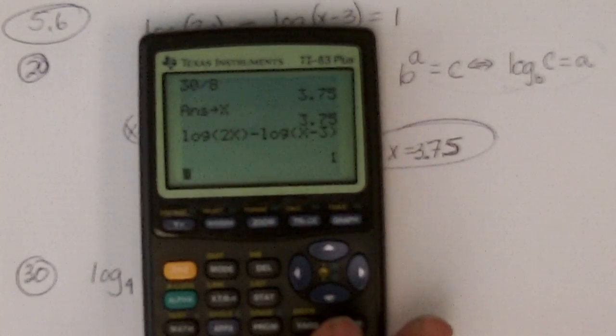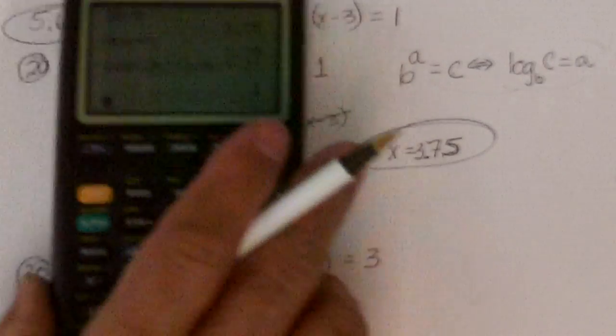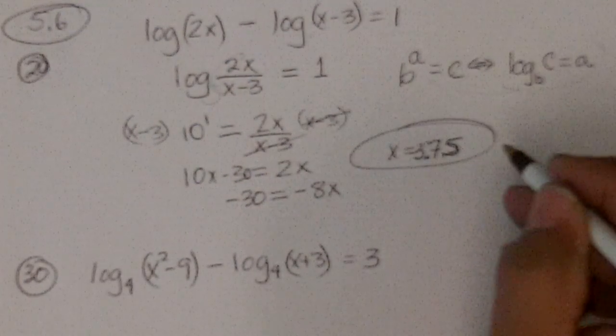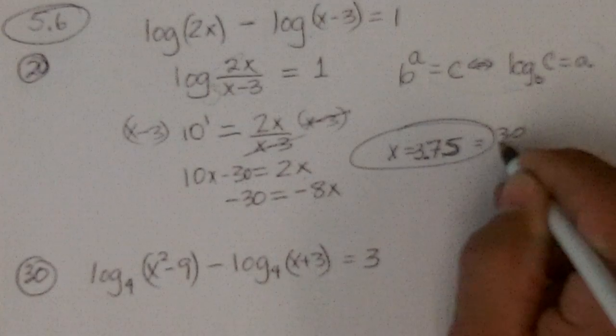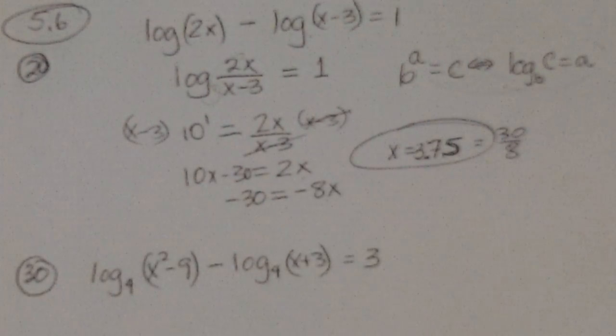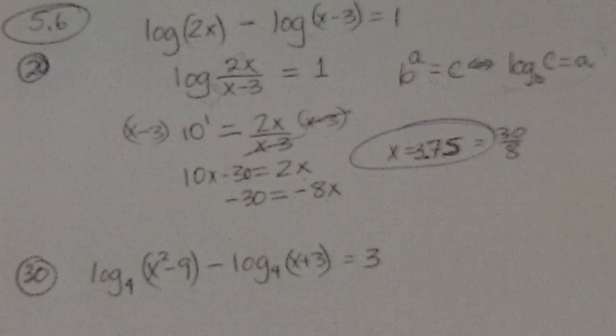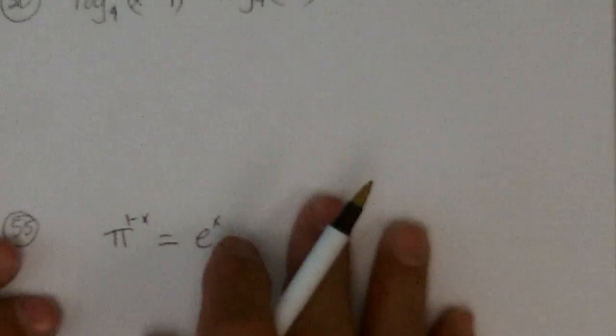So there you see the advantages of checking. I did a silly mistake here. The answer is 30 over 8, and I did 30 over 4 last time. Messed that up. Okay, number 30.